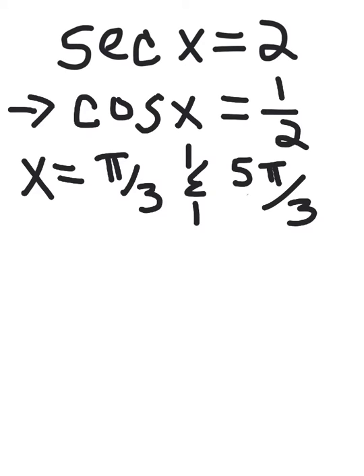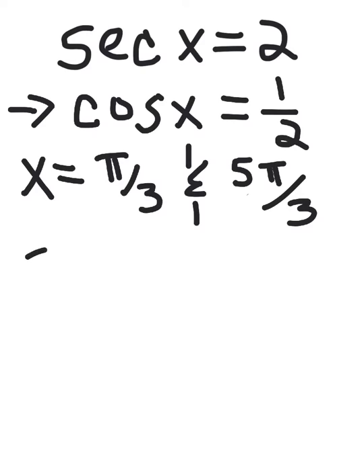Now remember, secant is periodic. That means it's going to keep repeating itself. Therefore, I have to look at other periods. In order to get all infinity answers, what I'm going to have to use is the concept of coterminal angles. We use the concept of coterminal angles.